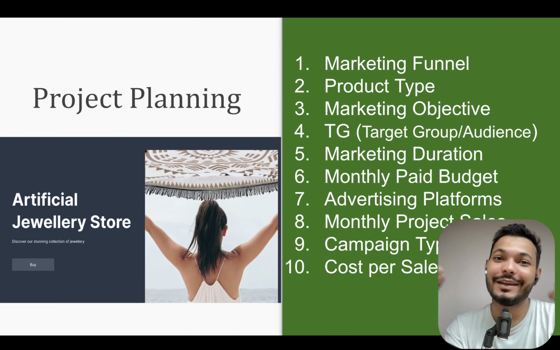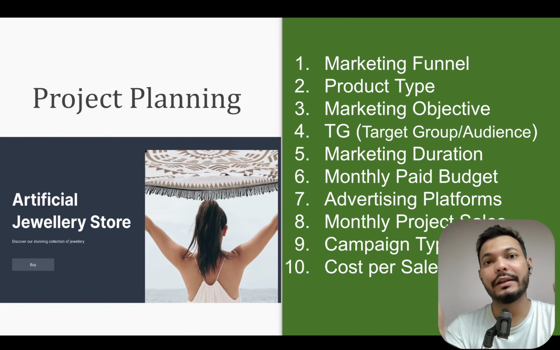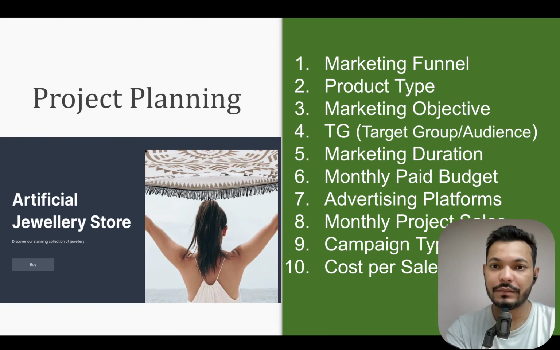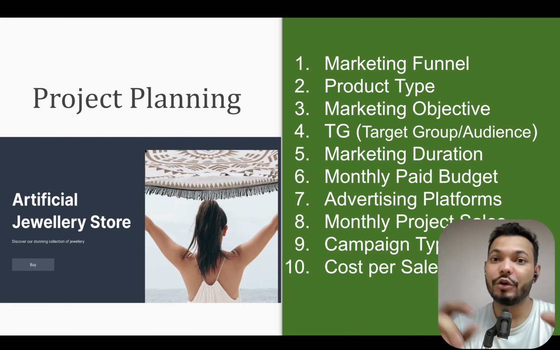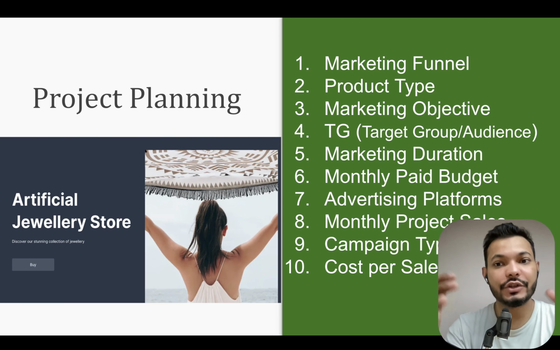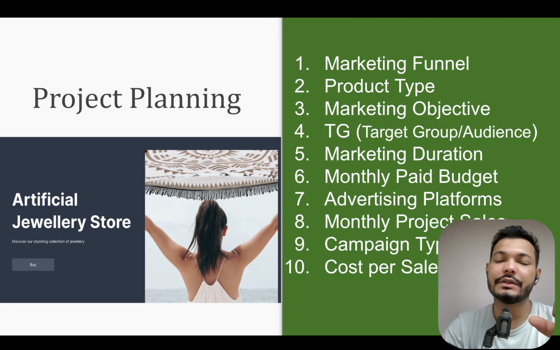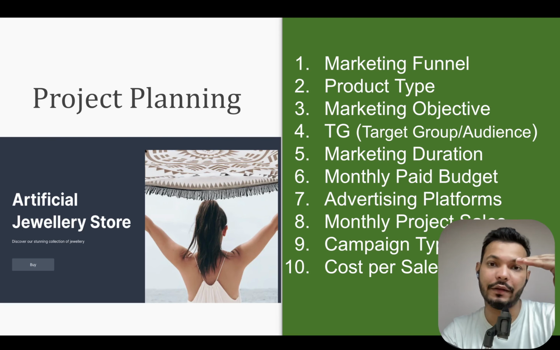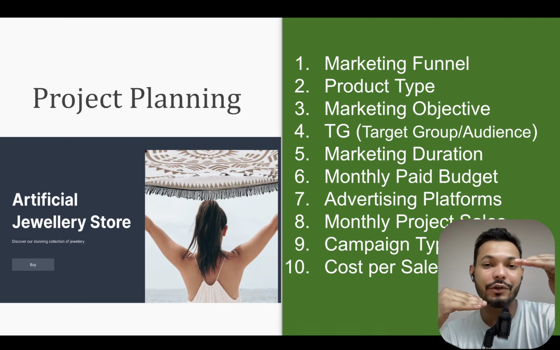If you are able to understand branding, engagement, and the sales phase of the marketing funnel, then the product type, the marketing objective, the targeted group or the target audience, the marketing duration, the average paid budgets, advertising platforms, monthly projected sales, campaign types, the total number of sales, and the cost per sale. So basically, if you are able to define the objective of the marketing of that project, and finally, if you are able to decide the overall sales, you are able to manage this entire project.